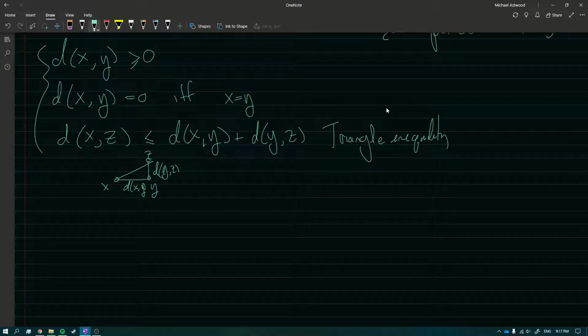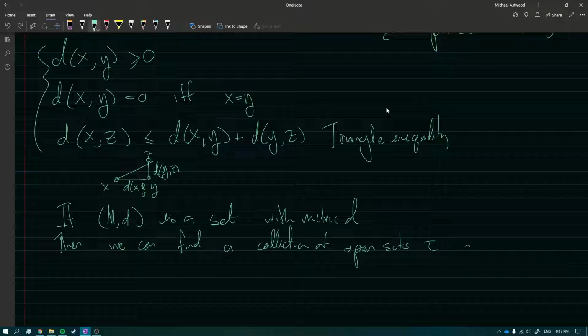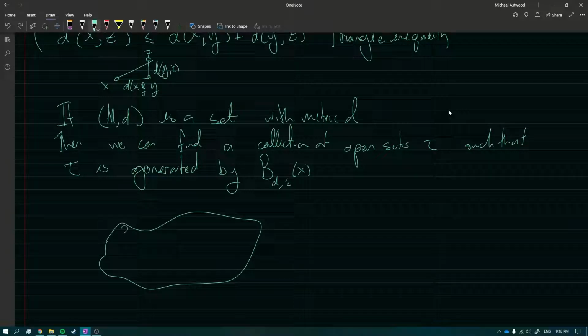So this is the idea, and you can always sort of construct a topology from a metric. So what I mean by that is if M comma d is a set with metric d, then we can find a collection of open sets tau such that tau is generated by balls with respect to this topology. So that means that any sort of open set is defined to be some set which always contains open balls.